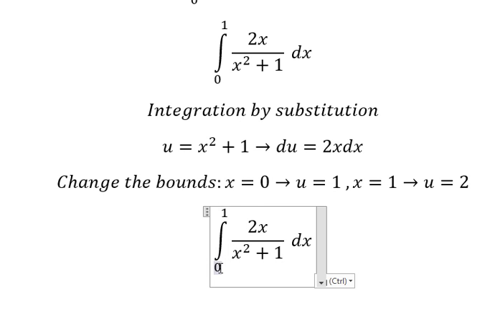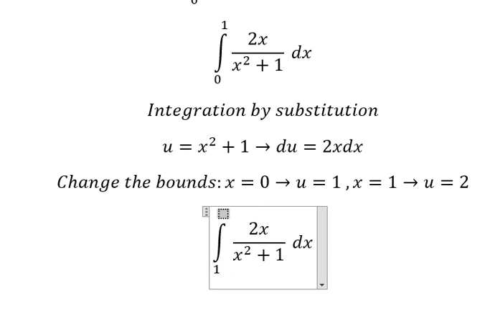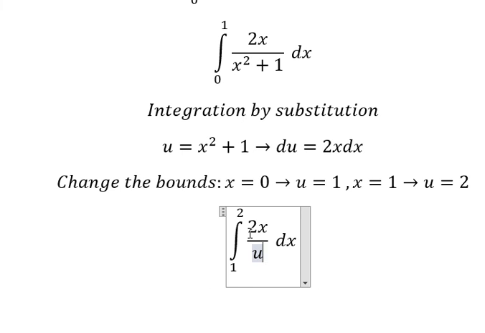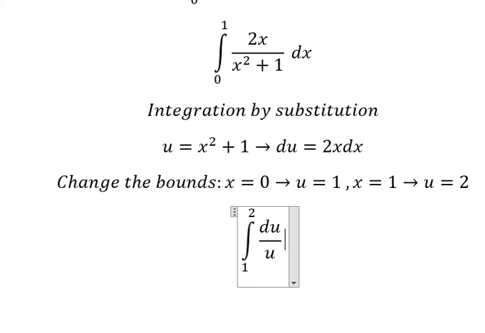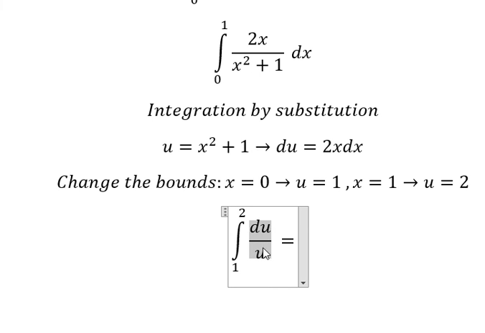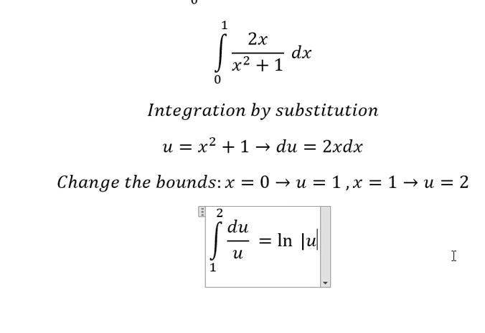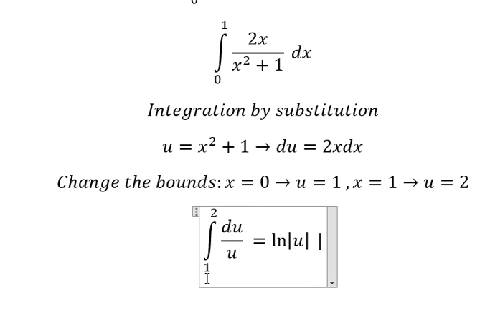Number 0 we change to 1. Number 1 we change to 2. This one we change to u. 2x dx we change to du. The integration of this one, we have ln of the absolute value of u, and I will put the bounds from 1 to 2.